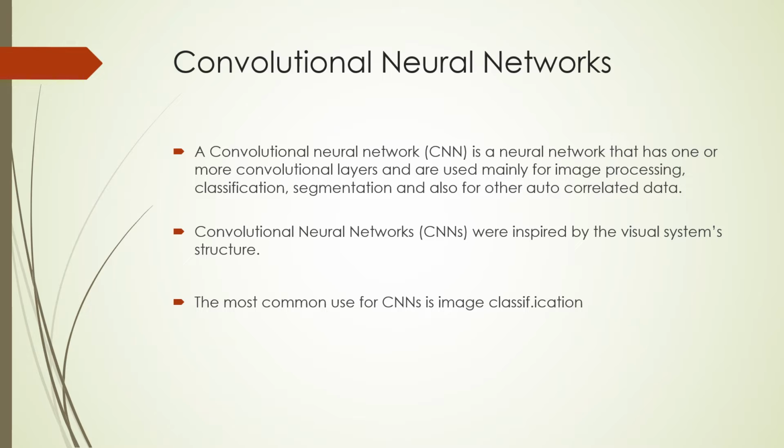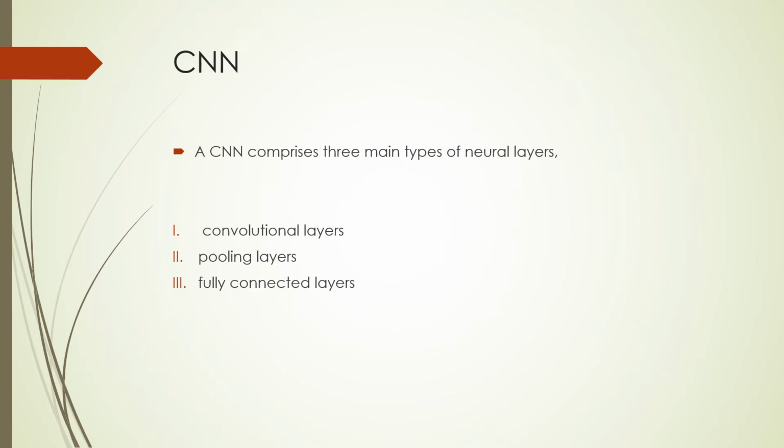A convolutional neural network is a neural network that has one or more convolution layers and is used mainly for image processing, classification, segmentation, and also for autocorrelated data. It is mainly inspired by the visual system structure. The most common use of CNN in recent times is image classification. It has abundant uses in image classification. Most companies like Facebook are using CNN methods for image classification. Google Photos is also using CNN networks for photo recognition.